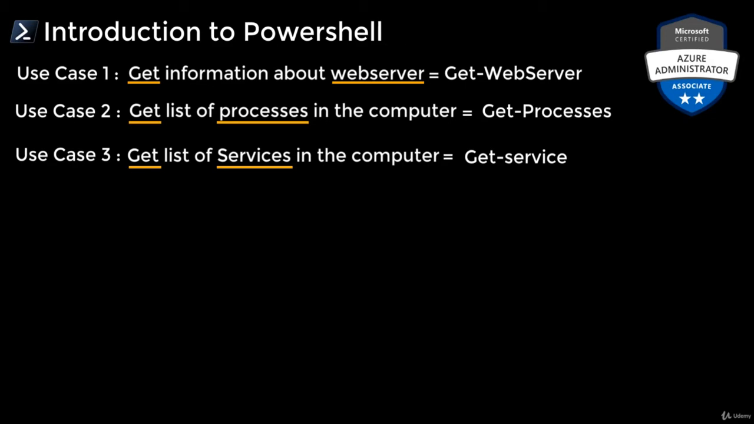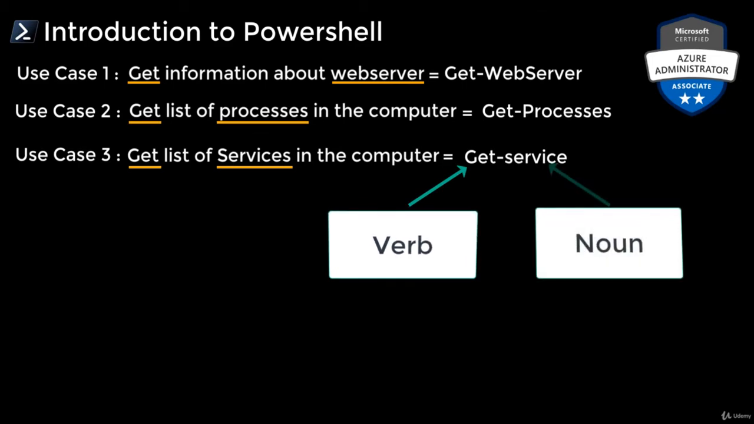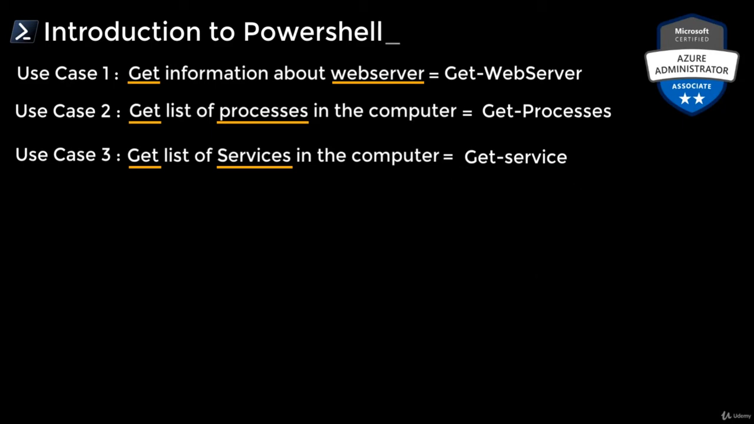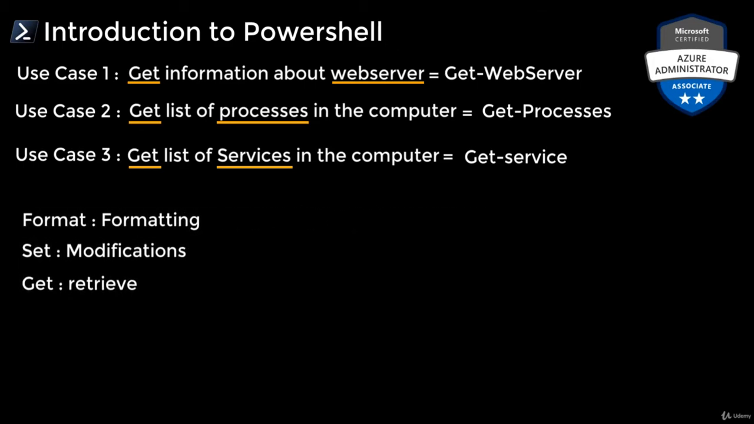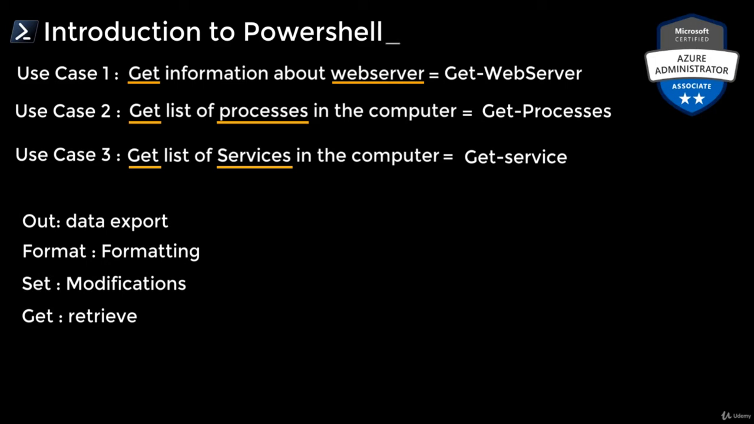So if it was an English class, then I would just say that each commandlet name consists of a standard verb hyphenated with a specific noun. Now, get is not the only verb that can be used. There are several actions that can be taken on nouns. For example, get for retrieving information, set for modifications, format for formatting data, out for sending output to the file. This list can really become exhaustive.